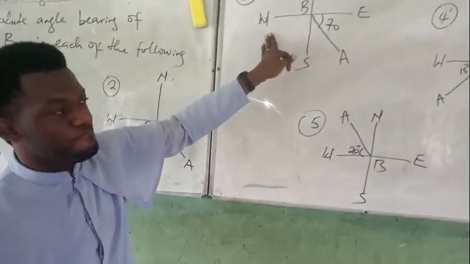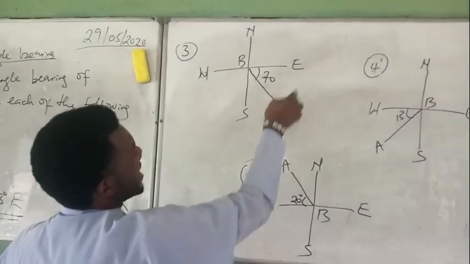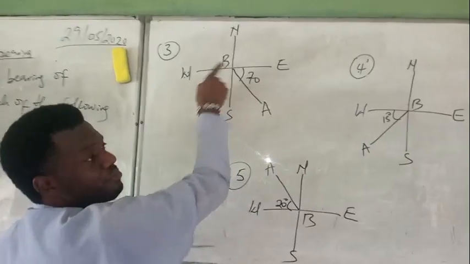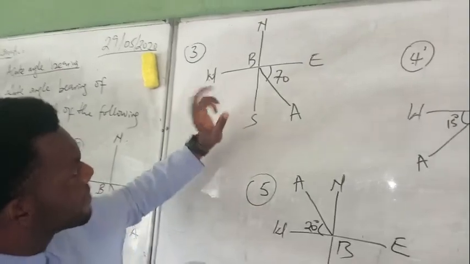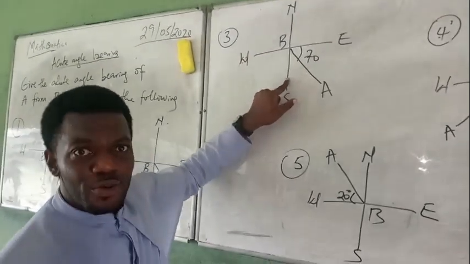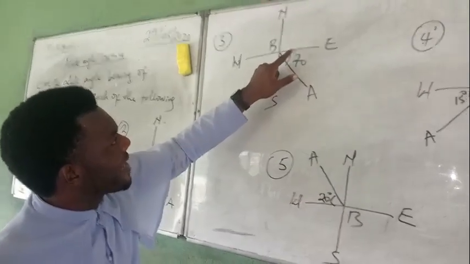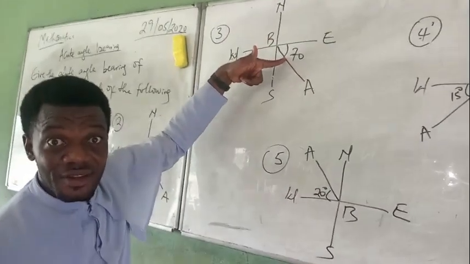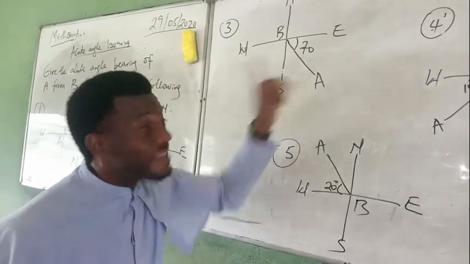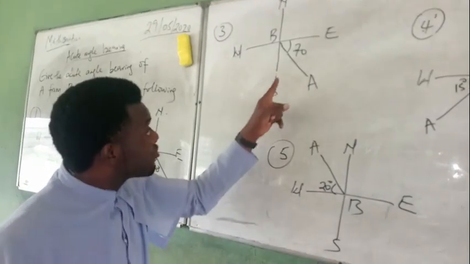here, number 3, to write this. Looking at this, the direction of A from B is on the southeast. Mind you, we calculate from the south. The direction they gave us from the east to this place is 70 degrees. But what we are interested in is from the south. We don't mind this number. We have to calculate from the south.